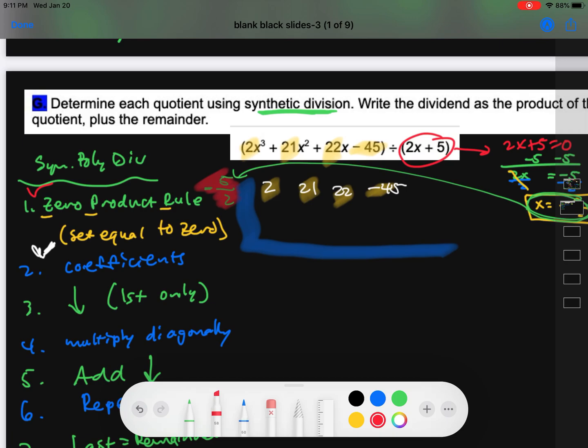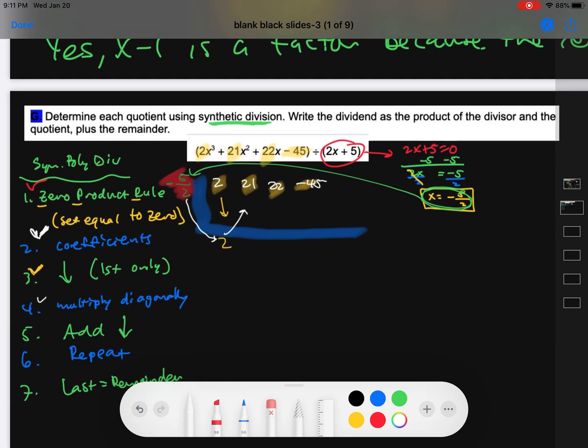What do we do next? Number 3, bring down the first term only. So we're going to bring this down, and we have a 2 here. Then it tells me to multiply diagonally. So we're going to multiply these two numbers and get a number here.